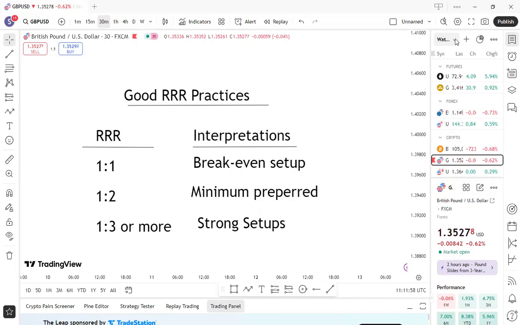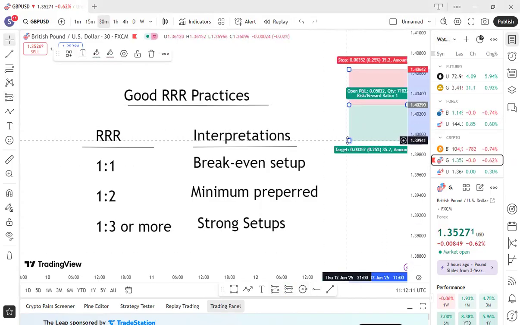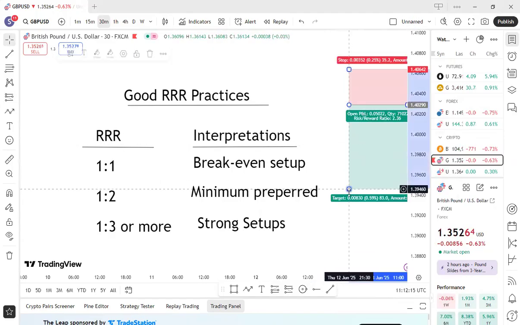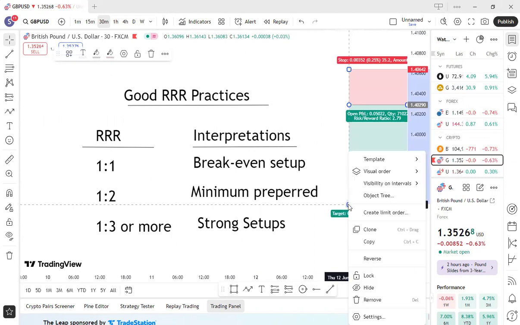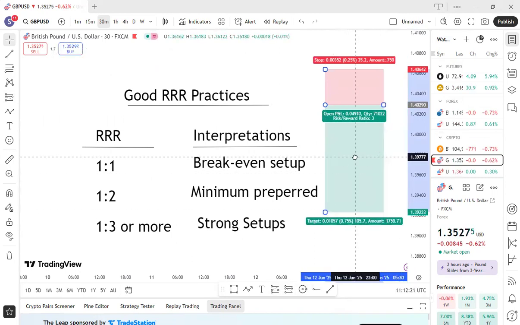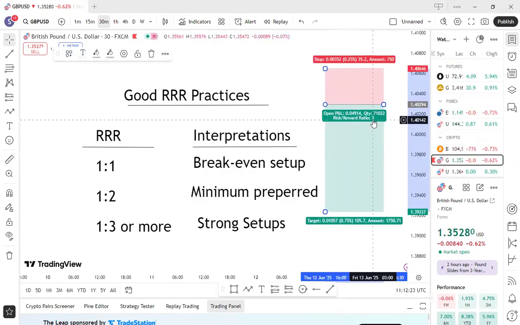The 1 to 3 risk reward ratio gives you more room to win. If you get your TP, you win a lot, and it also gives you more room for fake outs and losses as well. Let's say you're targeting a 1 to 3 risk reward ratio. This is automatically 1 to 3. You can find it here.